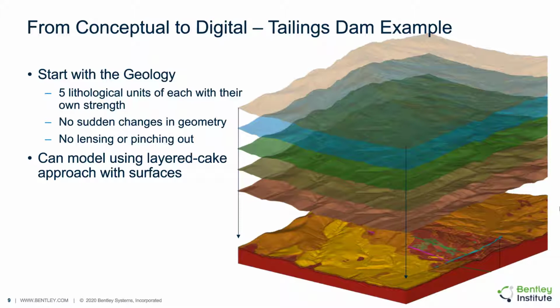An example of how this technology can be utilized may be illustrated with the construction of a tailings dam model. In this real-world example, the geology was represented with 5 lithology units, each of which had its own shear strength. There is no lensing nor pinching out between the layers, and therefore the model could utilize a layer cake approach with these surfaces. The surfaces are shown exploded vertically out of the model in the figure.